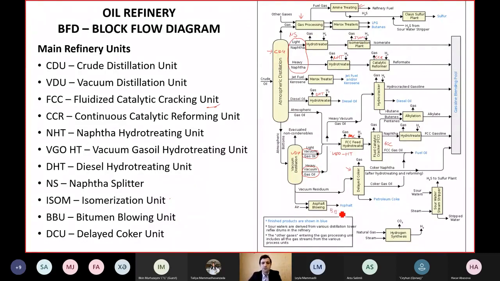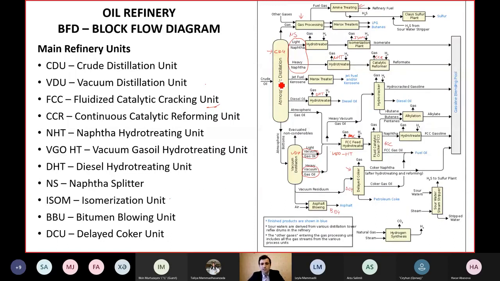Who attended the first session, that will be easier for you, that will be repetition for you. Who is here for the first time in the oil refinery processing course, please listen carefully and try to understand why we have the atmospheric distillation unit, which is today's main topic, to separate the products related to their boiling points.